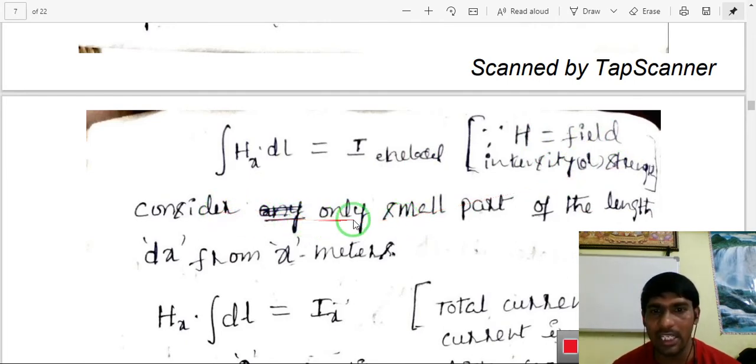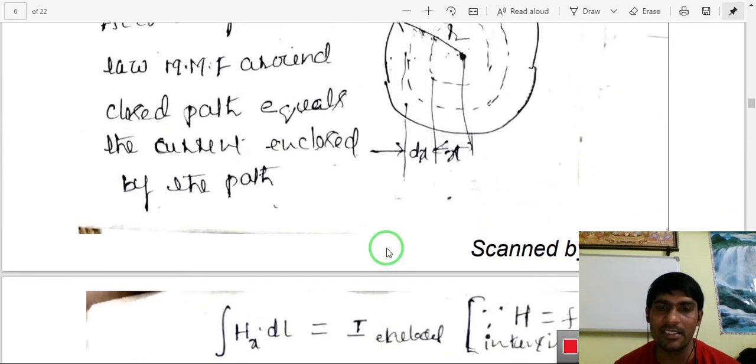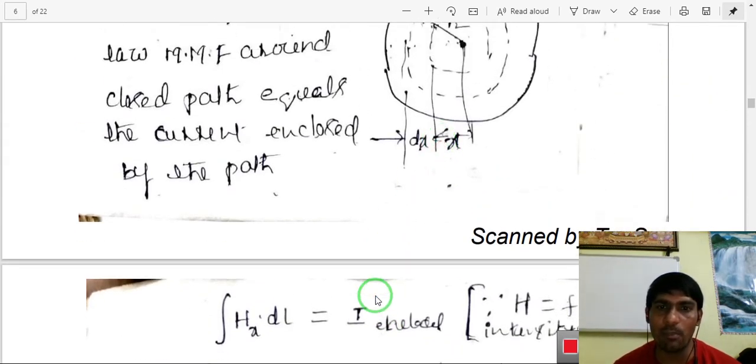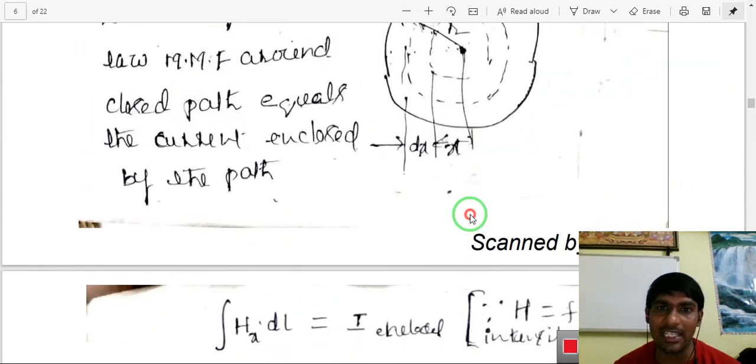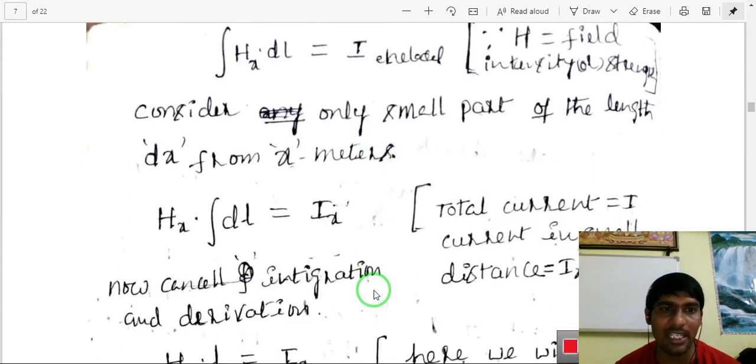So consider only a small part of the length dx, from x meters. I can consider this area only, from x meters distance. For that I can take the dx value from x meters. So H_x is common, and integral dl equals I_x. Here for the small area, I take the I_x value.